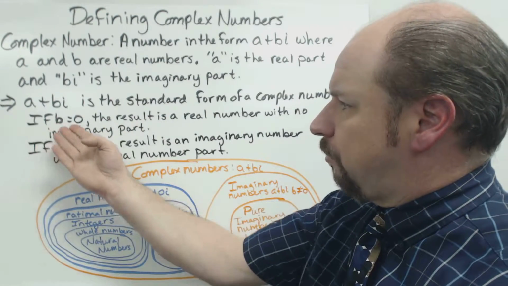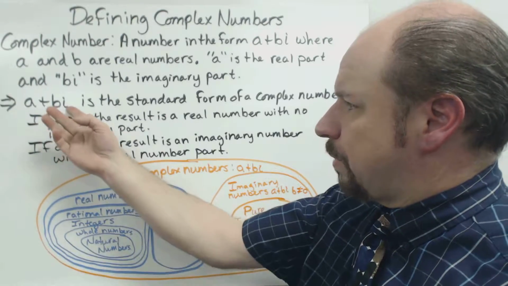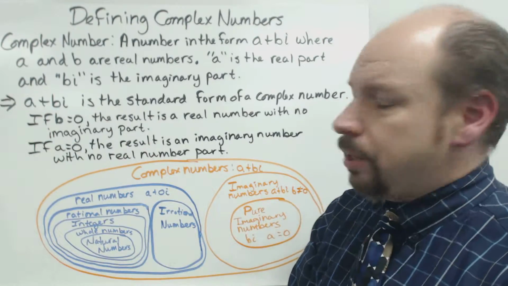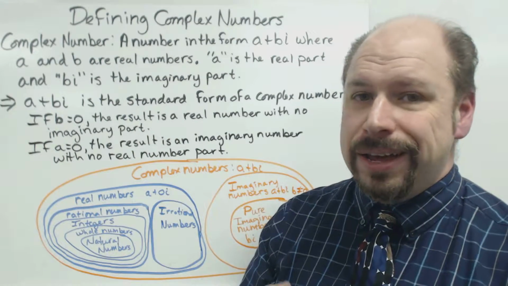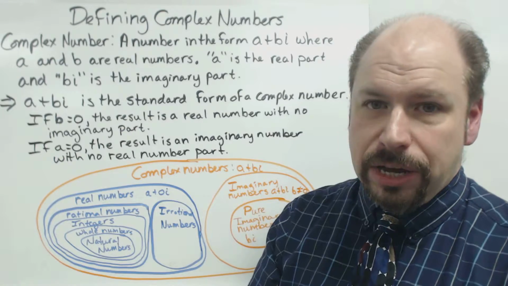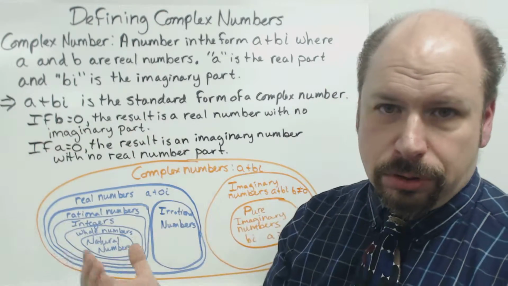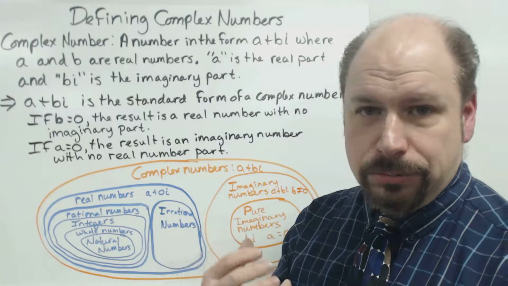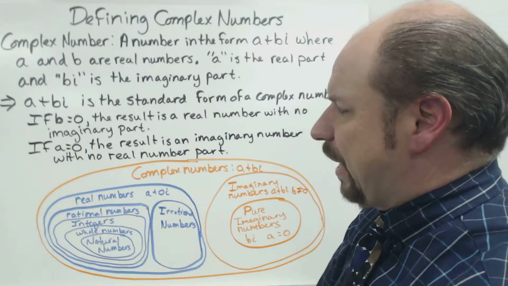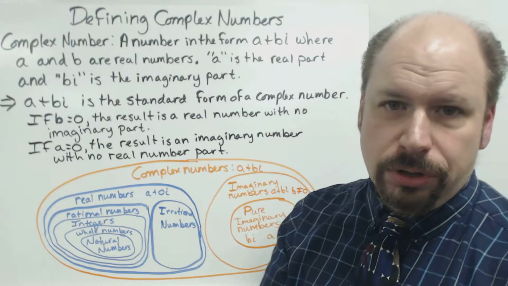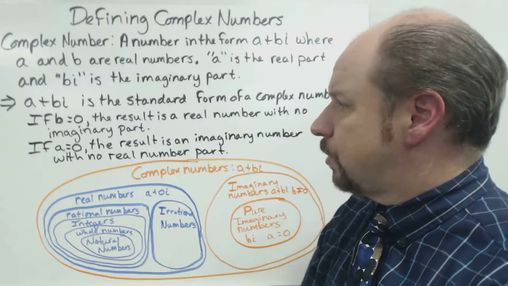Notice here, if b equals 0, the result is, well, 0 times i is 0. So the result is just a real number with no imaginary part. And that's what we've been working with for a long time. These types of numbers are pretty common, things that you're used to. These are a little bit different. If a is equal to 0, the result is a strictly imaginary number with no real part.